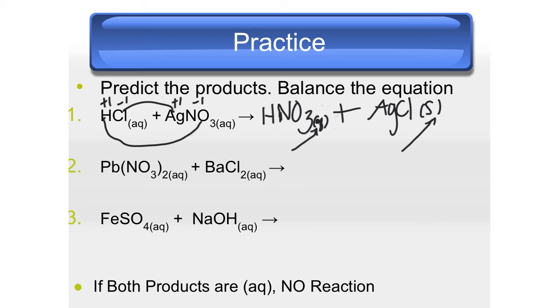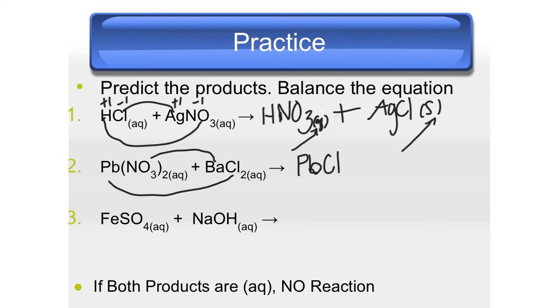Okay, next what we're going to do is number 2, lead nitrate and barium chloride. So again, what we're going to do is put our last and our first one together. So the lead and the chlorine are going to go together, and the barium and the nitrate are going to go together. Remember, we always write the positive one first. The metal goes first. So that means that lead is going to go with chlorine.